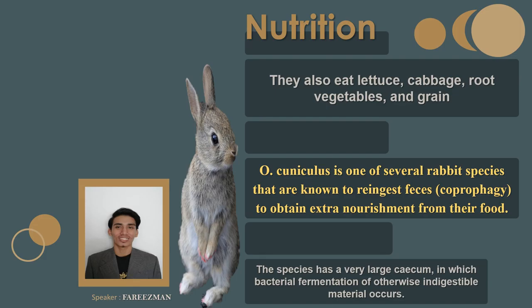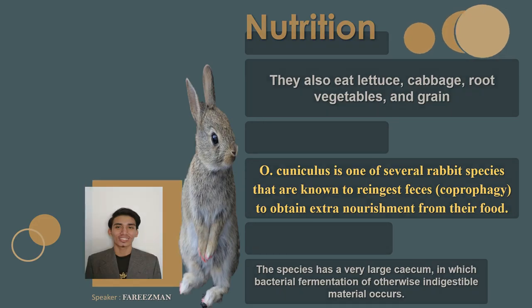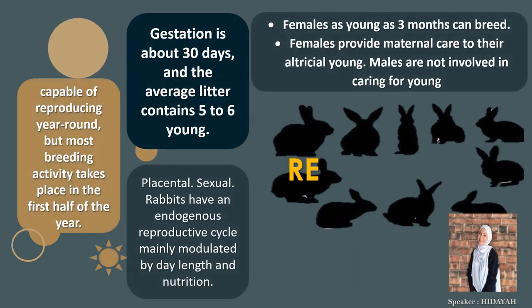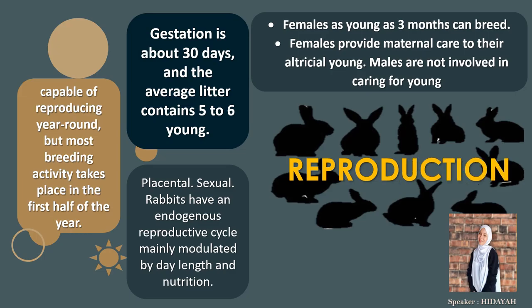Oryctolagus cuniculus is one of the several rabbit species that are known to reingest feces to obtain extra nourishment from their foods. The species has a very large cecum in which bacterial fermentation of otherwise indigestible materials occurs. Next, the reproduction of Oryctolagus cuniculus.